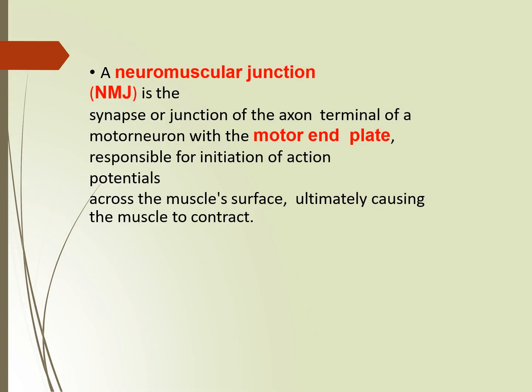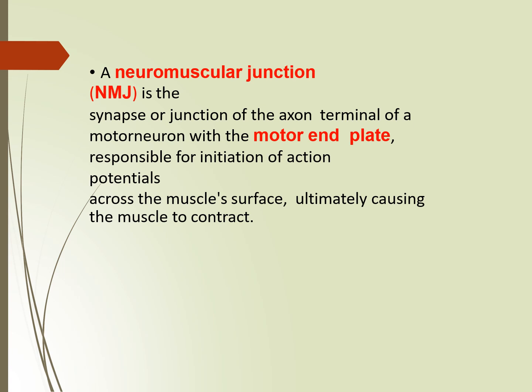Coming to the definition of the neuromuscular junction, it is the synapse or junction of axon terminal of a motor neuron with motor end plate, and it is responsible for initiation of action potentials across the muscle surface, ultimately causing the muscle to contract.